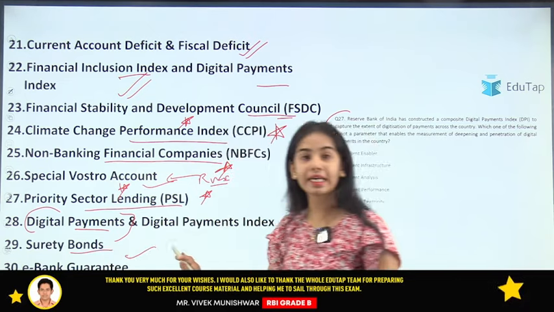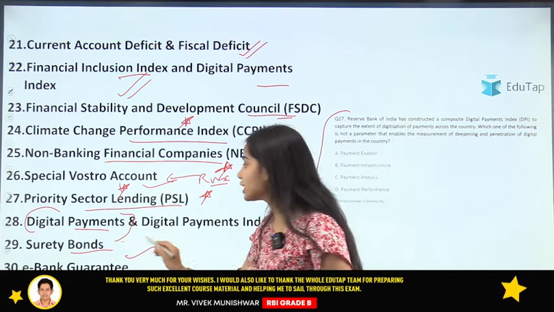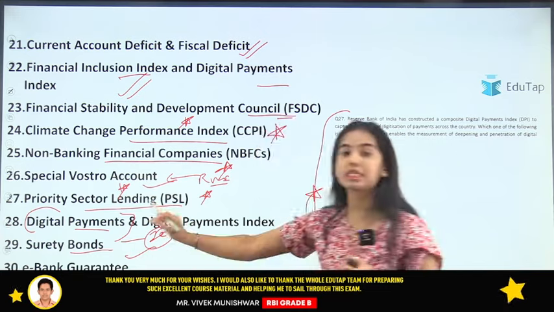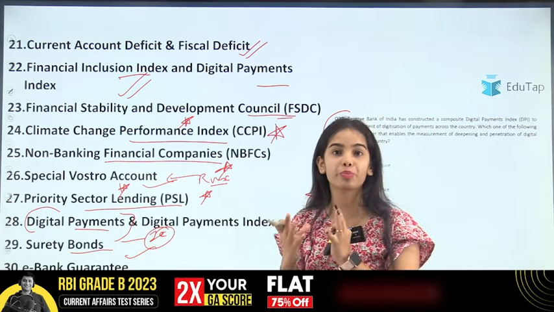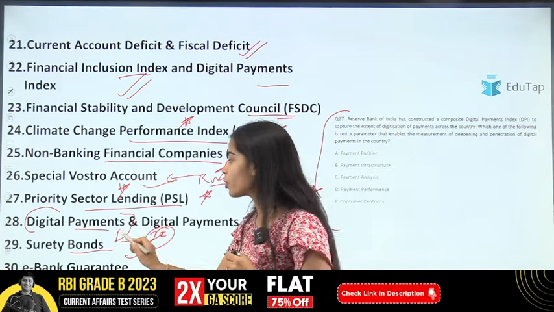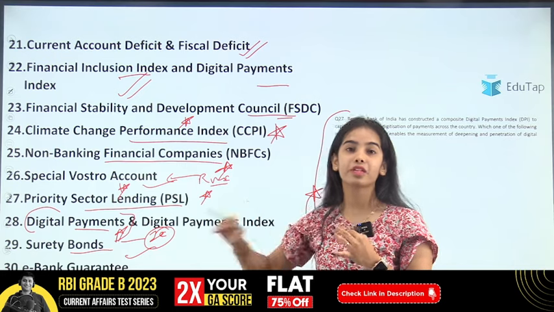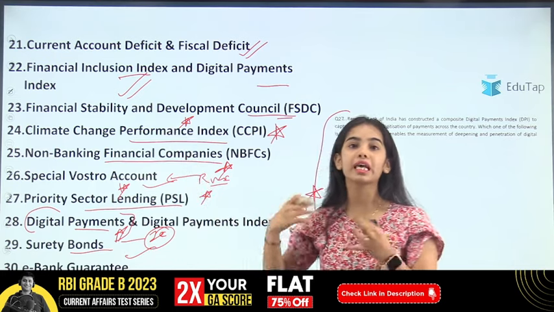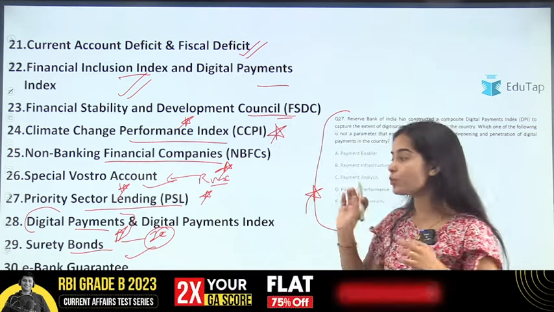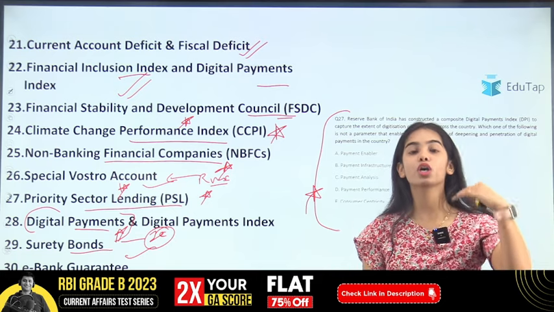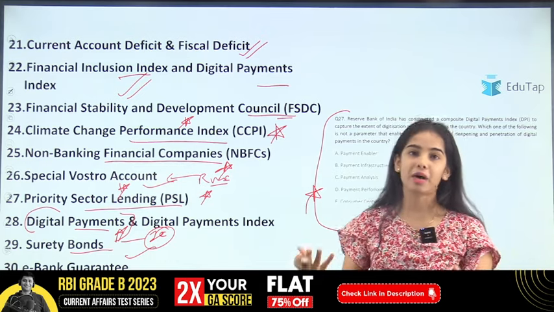Surety bonds and the e-bank guarantee. Now the surety bonds are quite in discussion recently, because the insurance companies have to provide these bonds as surety for the infrastructure projects. So surety bonds have become quite in news regarding the surety that they will provide to the government of India in case of infrastructure projects, and the e-bank guarantee is also in news recently. You need to have the basic understanding of the surety bonds. Who provides the surety bonds? It is the insurance companies. The e-bank guarantee, the banks provide.